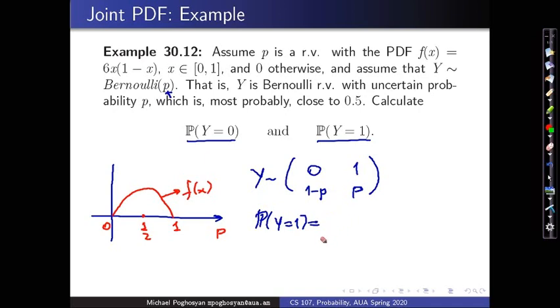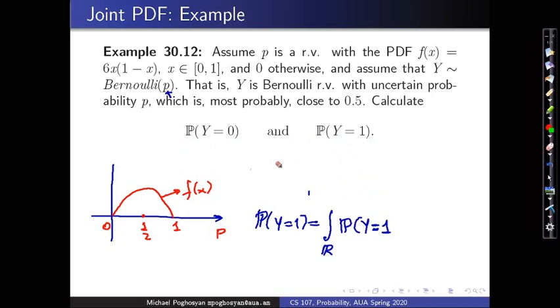Now I'm writing in the following way. This is equal to, I'm integrating over R the following: probability that y is equal to 1. So in this case, I'm not writing correctly. Let me correct everything and write correctly. The correct way of writing this is the following.